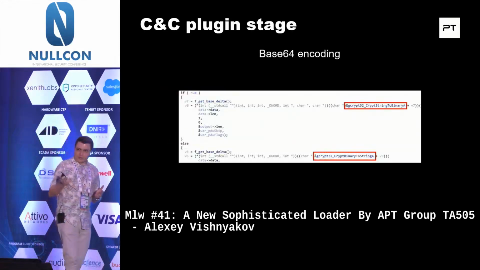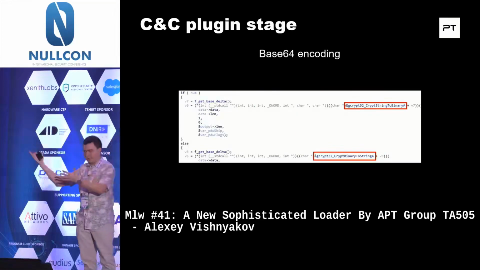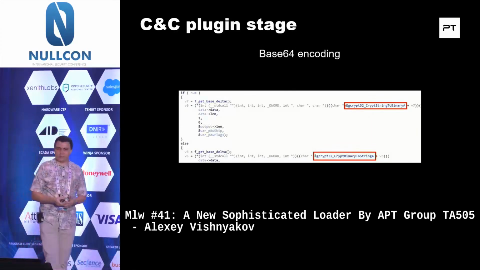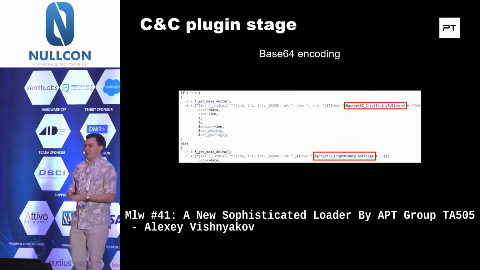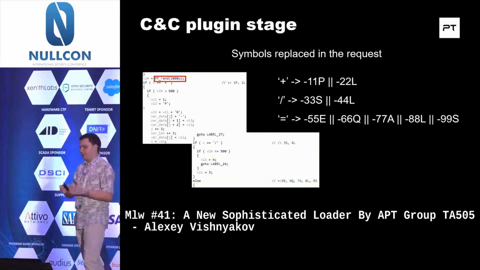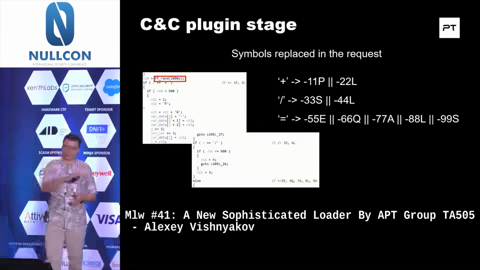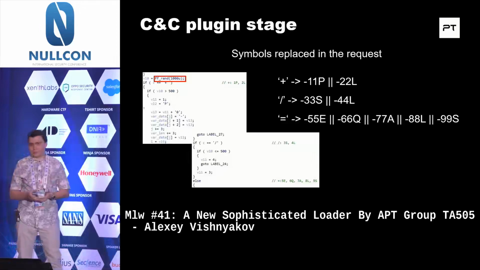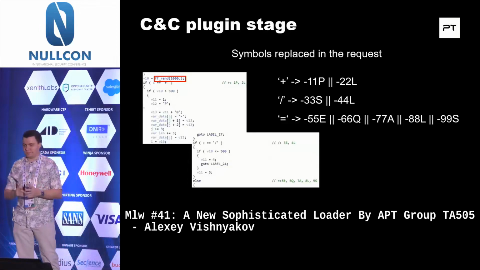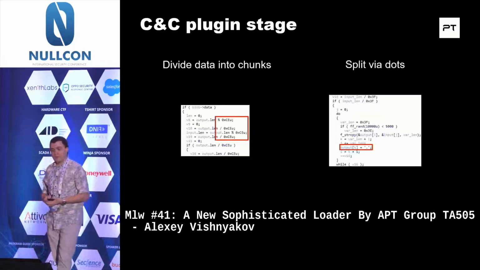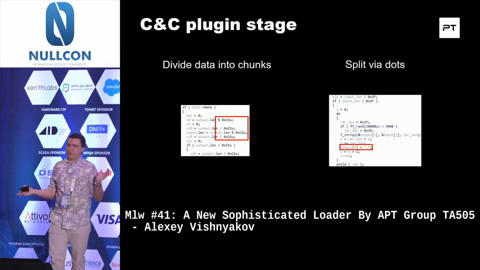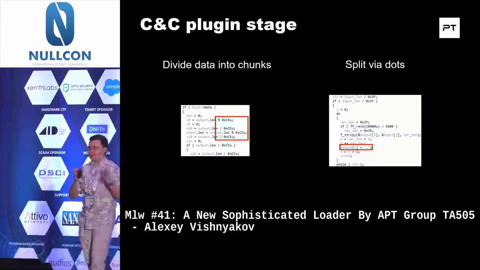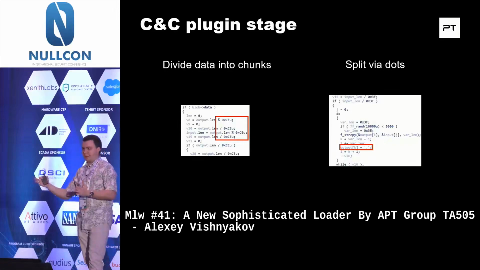So actually, this plugin has two exported functions, to send and to receive data. And during this process, encrypted data will be encoded via the base64 algorithm, but not only that. This algorithm is customized a bit. Several symbols, as you see, the plus sign and slash, will be replaced with another sequence of bytes. By the way, you see that it happens randomly. After that, if you have a huge buffer, we can divide it into chunks. Then each chunk will be split by dots.